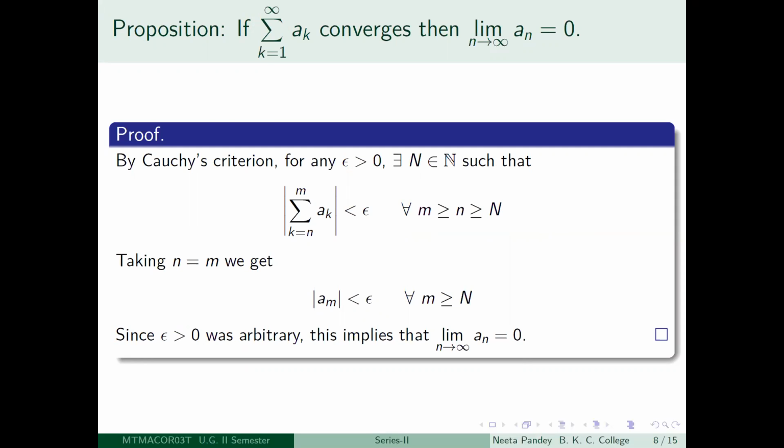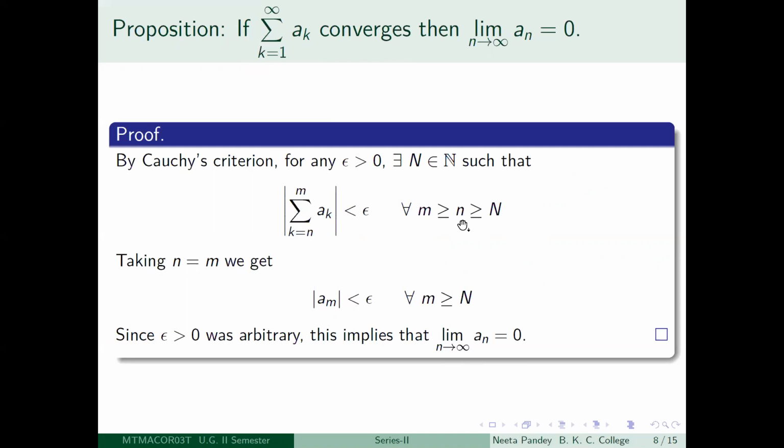Suppose that summation k equal to 1 to infinity ak converges. Then by Cauchy's criterion, what do you get? That for any epsilon greater than 0, you will be able to get a positive integer capital N, such that for all little m greater than or equal to n greater than or equal to capital N, modulus of summation k equal to n to m ak is less than epsilon. Right? This was your Cauchy's criterion for convergence. Since you are given that the series converges, this Cauchy's criterion will hold.